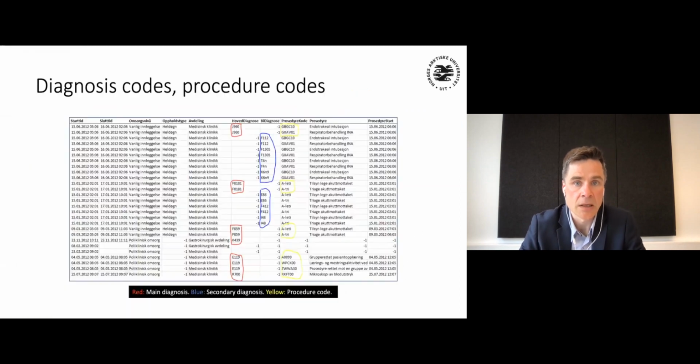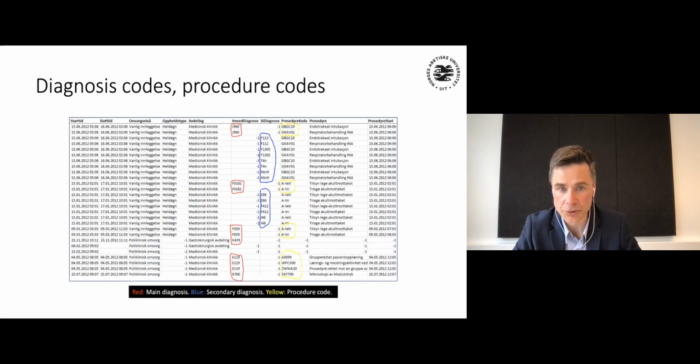The target, of course, is to have intervention before something really bad happens. So this is just an example where you can see diagnosis codes and procedure codes for a certain patient. This is just to try to show you a little bit what this looks like. So you have certain types of codes for the main diagnosis and for the secondary diagnosis, for the procedure that the doctor initiated, and so on.